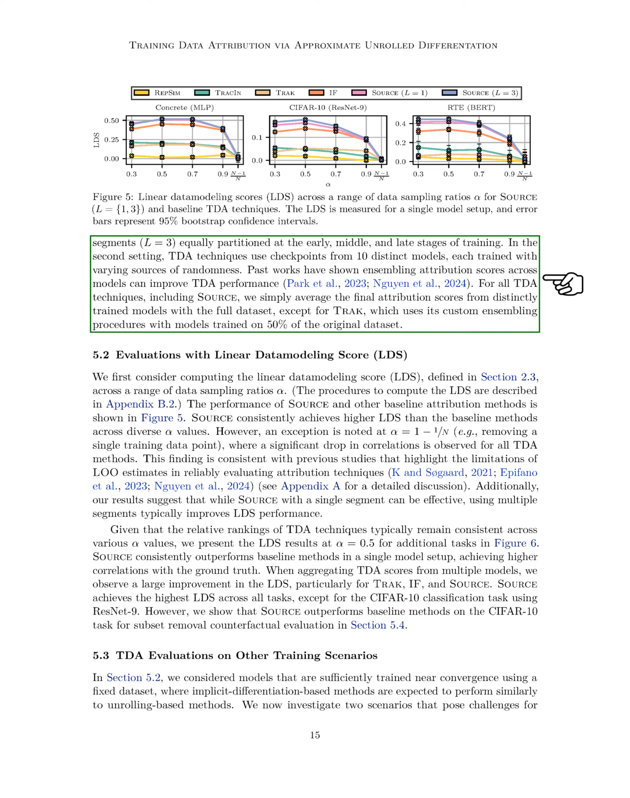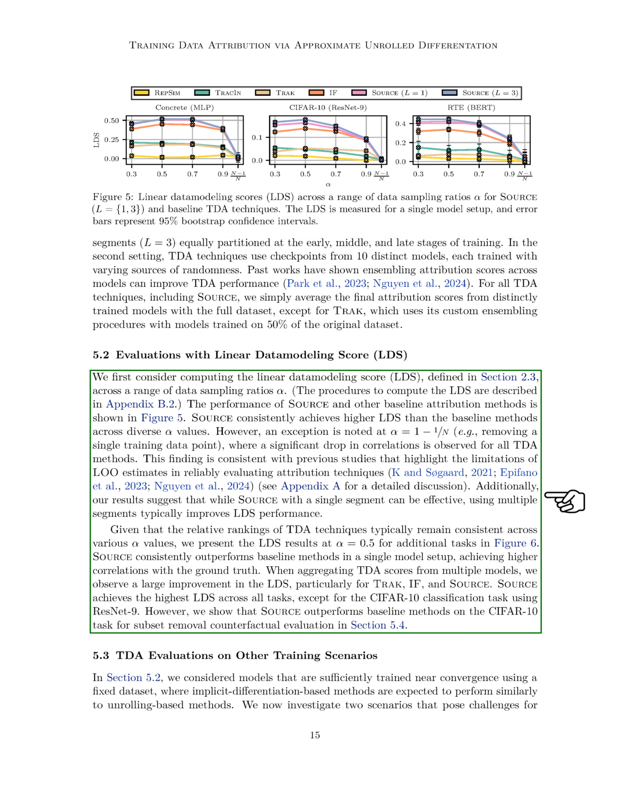We evaluate the Linear Data Modeling Score, LDS, across different data sampling ratios. Source consistently outperforms baseline methods in achieving higher LDS values, except when removing a single training data point. Using multiple segments with Source typically improves LDS performance. The relative rankings of TDA techniques remain consistent across various data sampling ratios.